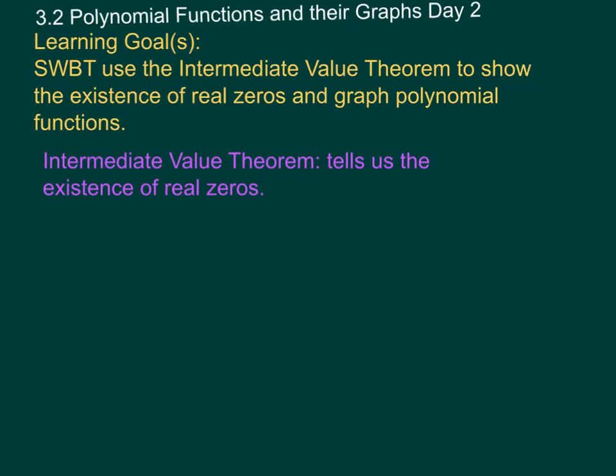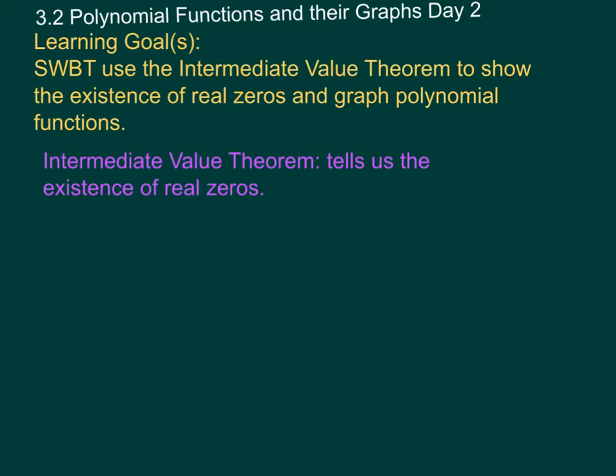3-2, polynomial functions and their graphs, day 2. Our learning goal is that you will be able to use the intermediate value theorem to show the existence of real zeros and graph the polynomial functions. So let's look at the intermediate value theorem.